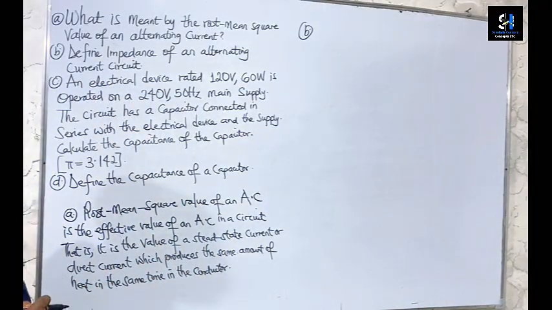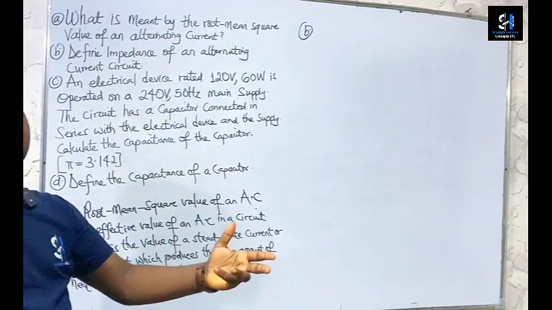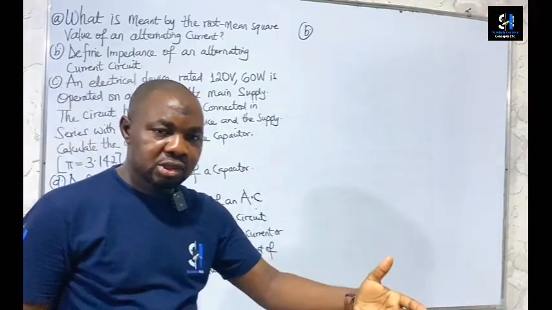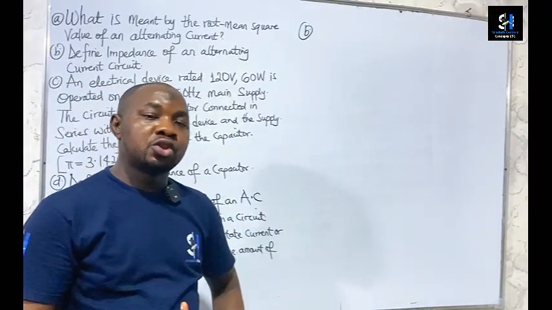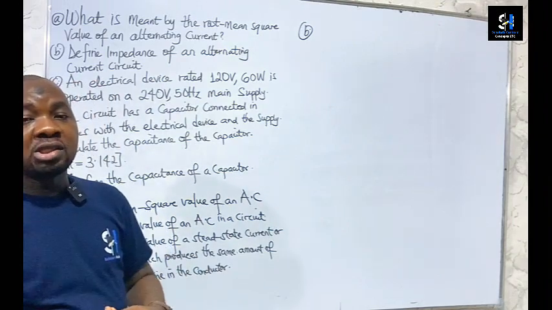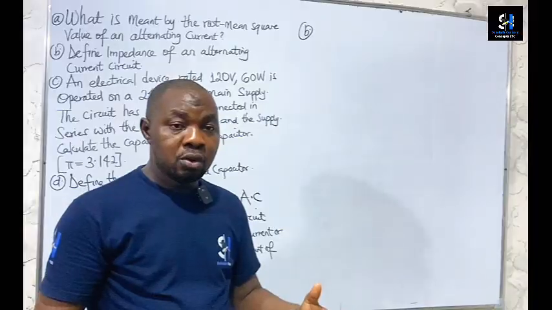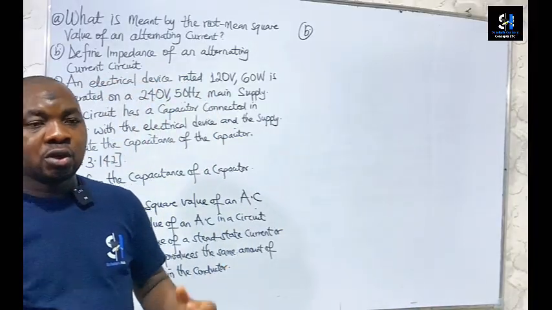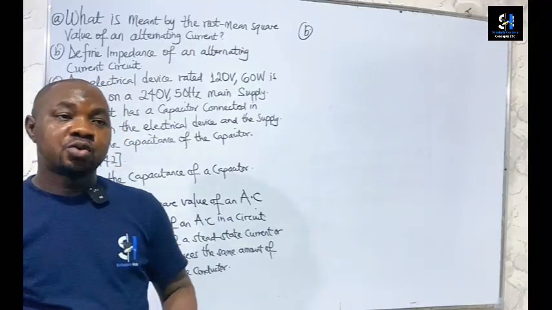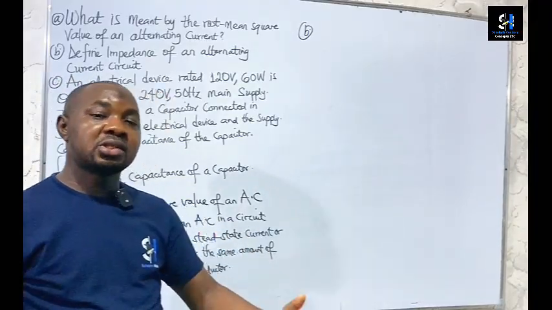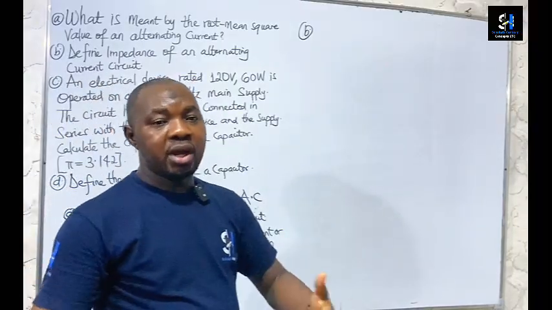Then B, we also have impedance. Define impedance of an alternating current. As the word implies, impedance means restriction, hindrance, opposition. So impedance measures the total opposition or restriction or hindrance to the flow of alternating current in a circuit. That's why we have what we call capacitive reactance, inductive reactance, and also resistance or impedance.